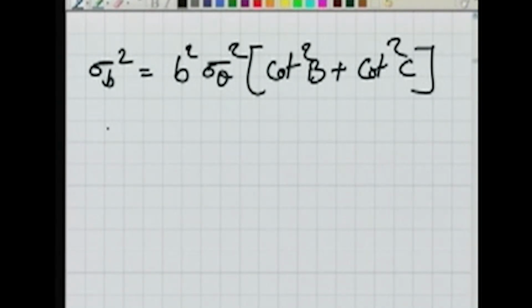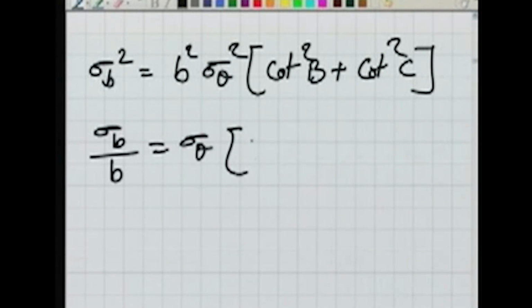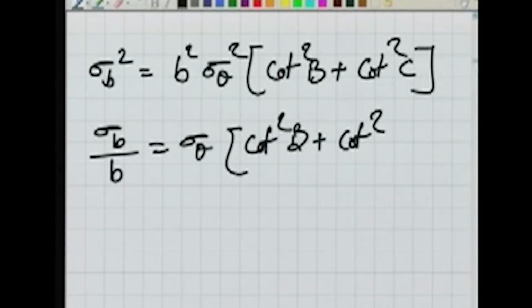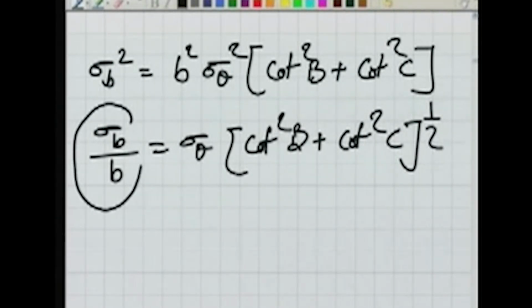Well, I further simplify it. This is now sigma theta and cot square B plus cot square C raised to power half. So please do it yourself. Now what is this? This is the relative error in computation of length b, isn't it?